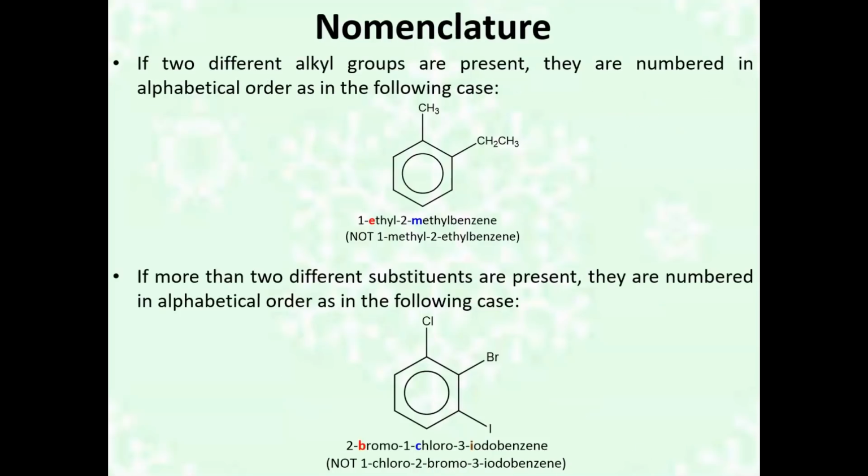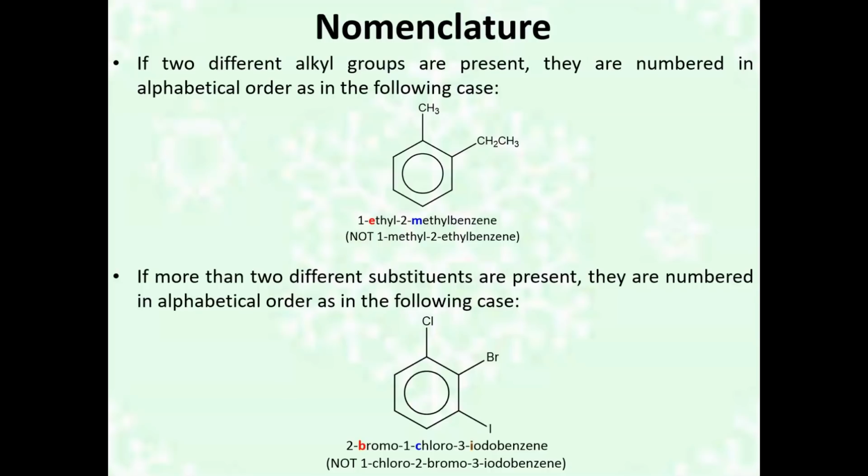Next, if two different alkyl groups are present, they are numbered in alphabetical order, as in the following case. Here we have a methyl and an ethyl group, so we number according to alphabetical order. It will be ethyl first, then methyl. So it is called 1-ethyl-2-methyl benzene, and not 1-methyl-2-ethyl benzene, because we follow alphabetical order: E first, then the letter M.